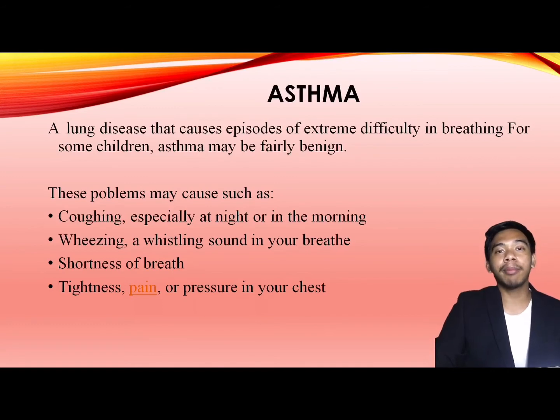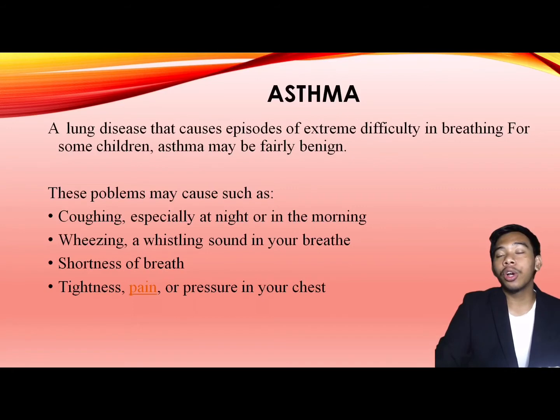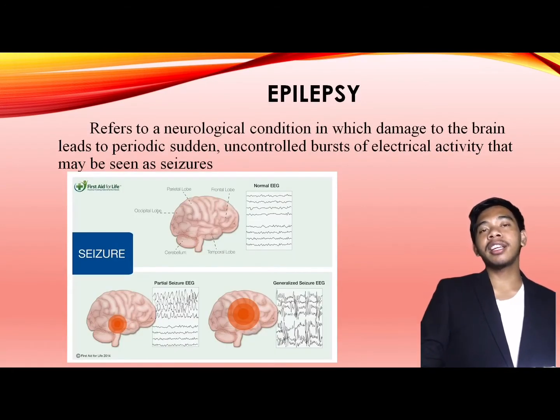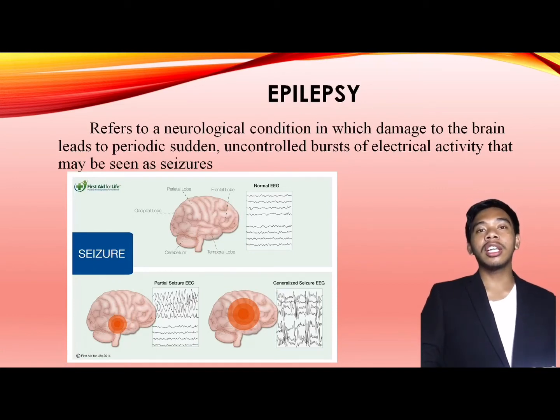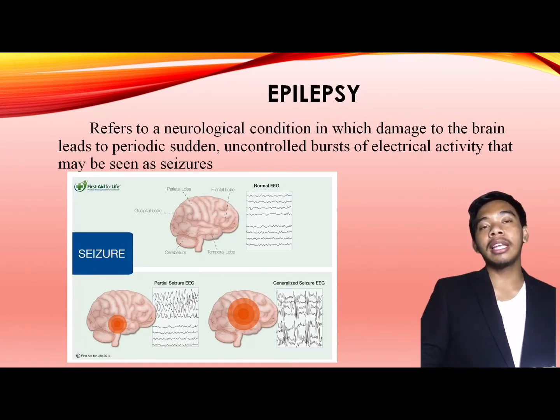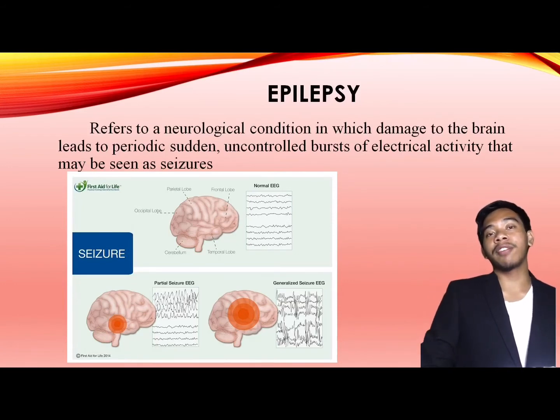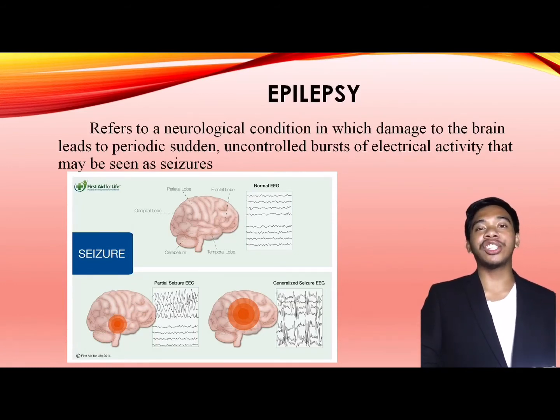These problems may cause coughing, especially at night or in the morning, wheezing, a whistling sound when you breathe, shortness of breath, and lastly, tightness, pain, or pressure in your chest. Epilepsy. Epilepsy refers to a neurological condition in which damage to the brain leads to sudden, uncontrolled bursts of electrical activity that may be seen as seizures.